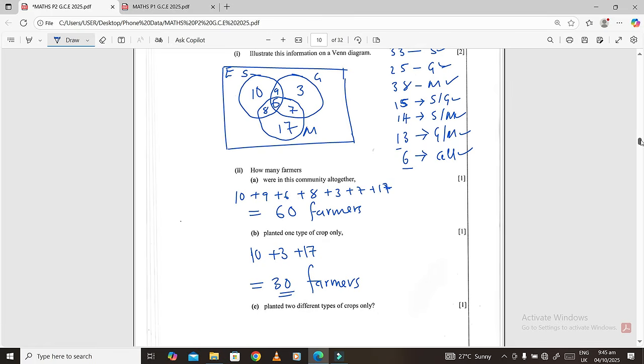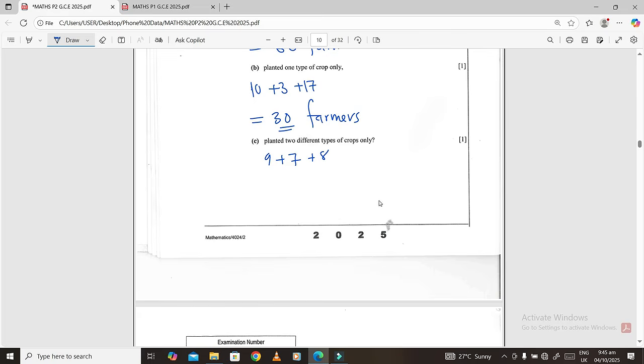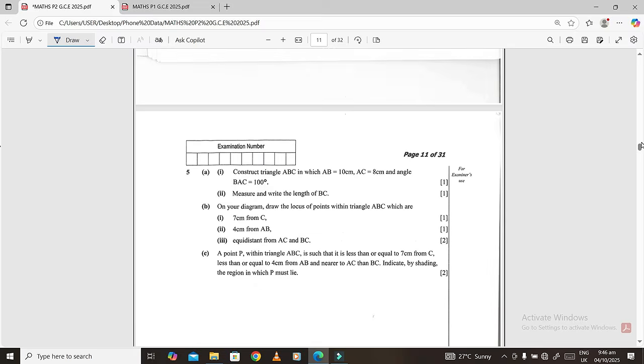They are saying planted 2 different types of crops. This region is for 2, this one is for 2, and this one. So we're simply going to say 9 plus 7 plus 8. So for 2 crops only, it will be 9 plus 7 plus 8, which is giving us what? A 24. So 24 farmers. Okay? We now go to the next question.